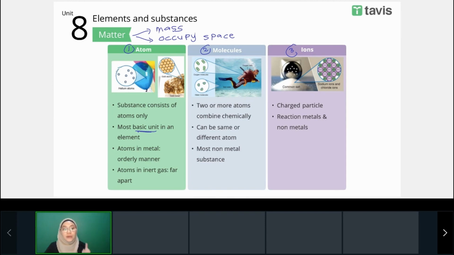What is an atom? An atom is the most basic particle, the most basic unit. It consists of only one type of atom. It may be in the form of a solid. I give gold as an example. Gold only has one type of particle inside, which is gold. We call it argentum. All inside here is argentum.